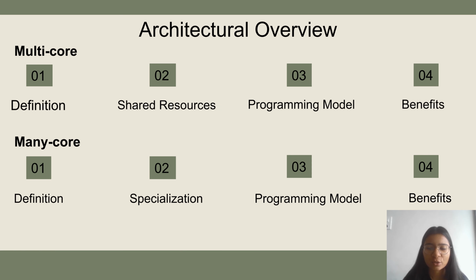The architecture overview of both of these microprocessors is as follows. In a multi-core microprocessor, there are shared resources, programming models, and many benefits of this processor. And in a many-core microprocessor, there is a specialization programming model, and it has its own benefits also.